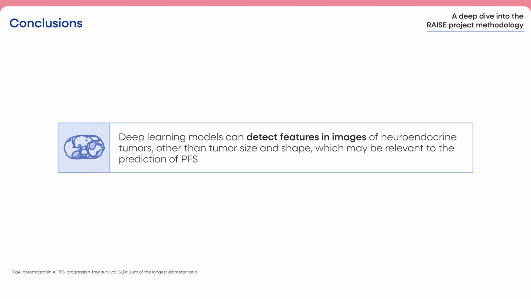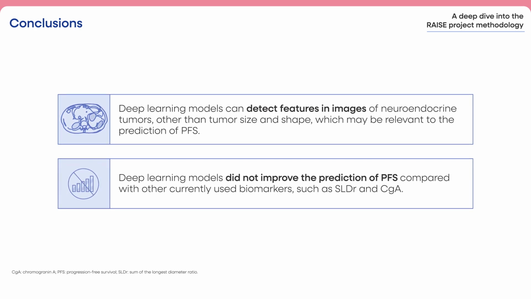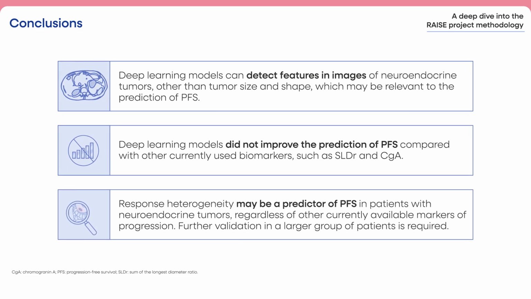Overall, the RAISE project found that deep learning models can detect features in images of neuroendocrine tumours other than tumour size and shape, which may be relevant to the prediction of progression-free survival. However, deep learning models did not improve the prediction of progression-free survival in patients with neuroendocrine tumours compared with other currently used biomarkers. It was also found that response heterogeneity may be a predictor of progression-free survival in patients with neuroendocrine tumours, regardless of other currently available markers of progression. Further validation of this biomarker in a larger group of patients is required.